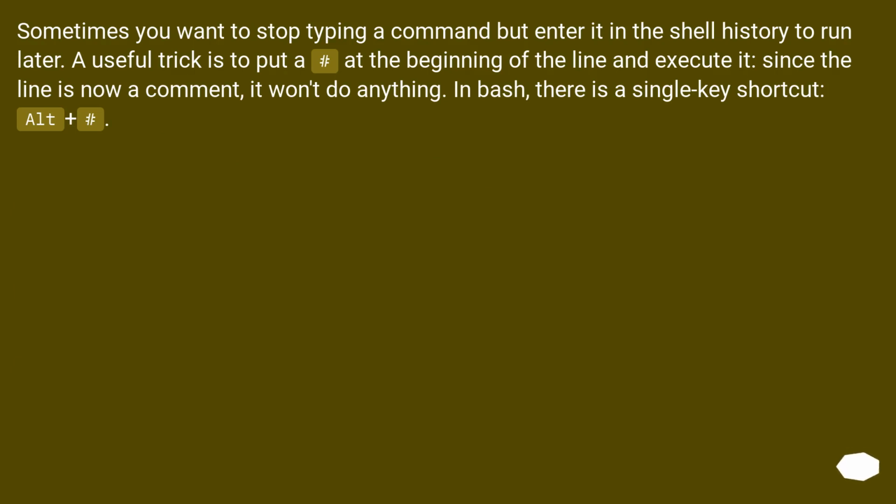Sometimes you want to stop typing a command but enter it in the shell history to run later. A useful trick is to put a hash at the beginning of the line and execute it. Since the line is now a comment, it won't do anything. In bash, there is a single key shortcut, Alt plus hash.